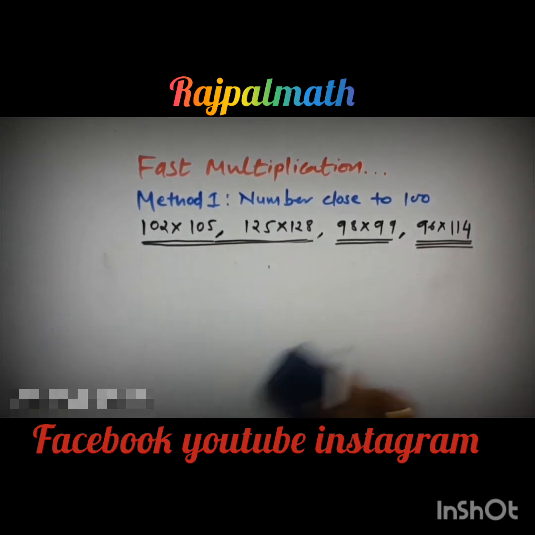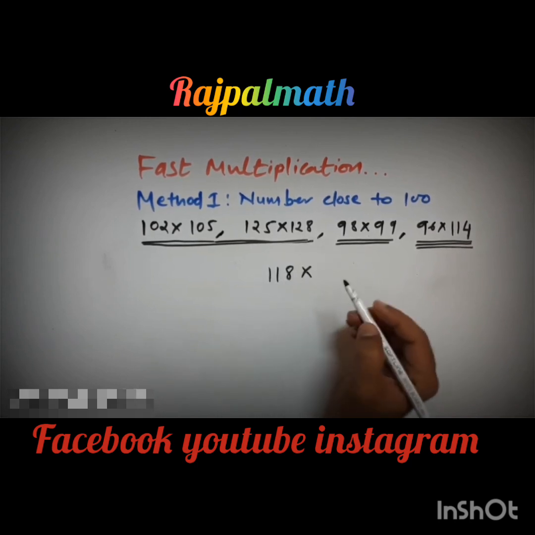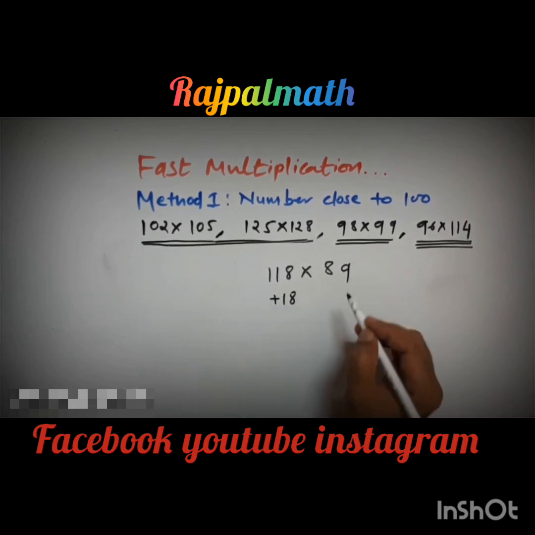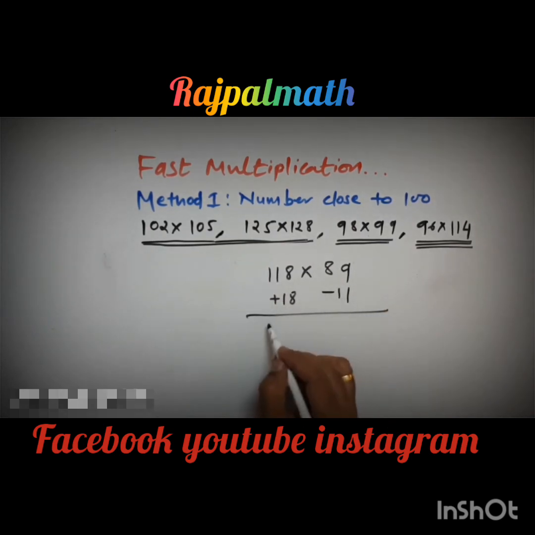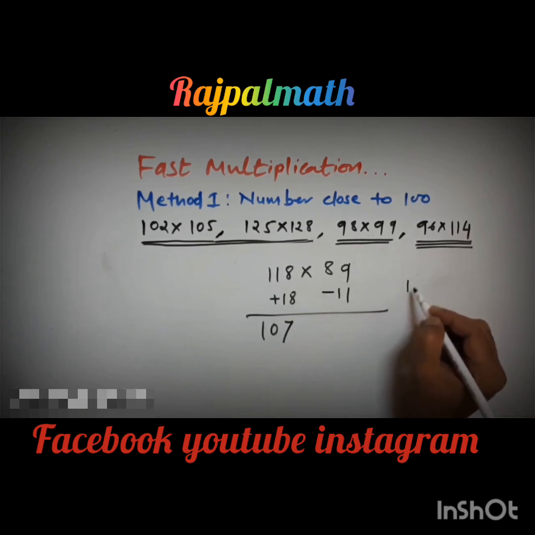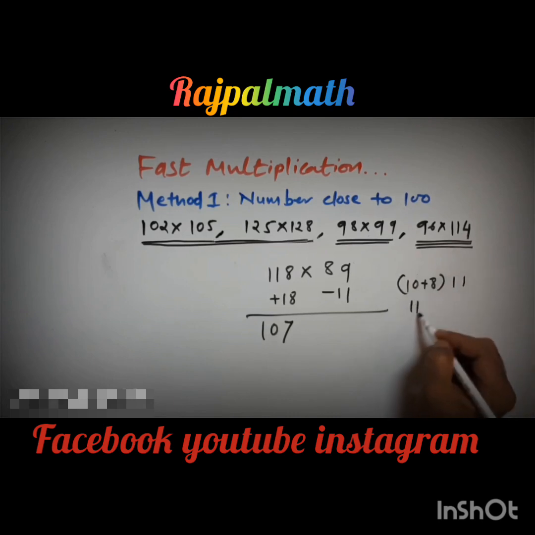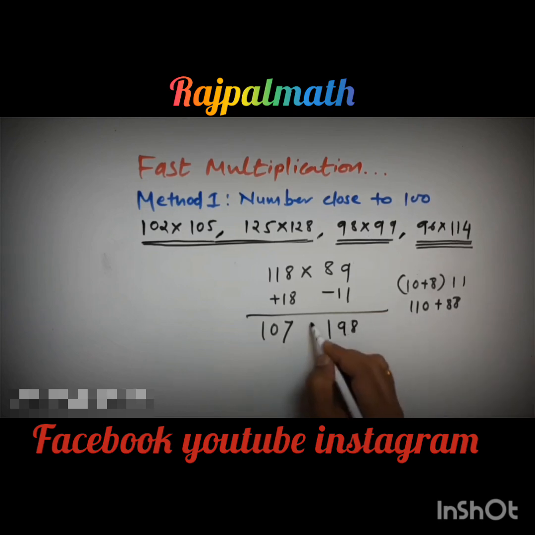Let's take a final example for method 1. 118 into 89. So 118 is plus 18, and 89 is minus 11, since 100 minus 11 is 89. So 118 minus 11, or 89 plus 18, is 107. And now multiply 11 into 18. So it's 10 plus 8, into 11. So 110 plus 88, which is 198. This is my second part.